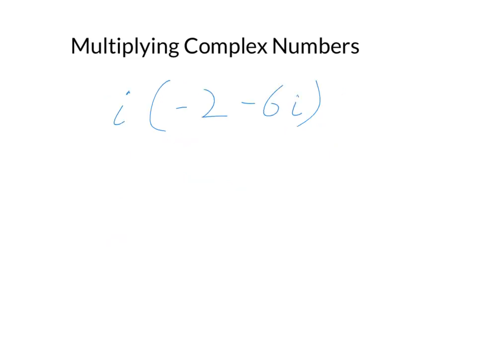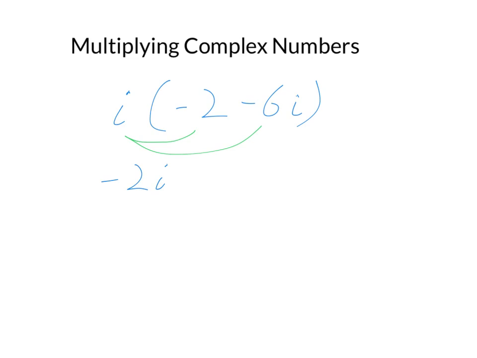So now we'll look at an example where we're multiplying i by a complex number. This will be the same process we're going to use if we multiply any imaginary number, so it could be 2i or 3i or 6i. We're just going to use i here to make things simpler. So again, the method is very much the same as the last example we used. We're going to multiply the outside term by the two inside terms. So i multiplied by minus 2 is going to be minus 2i, just like with algebra.